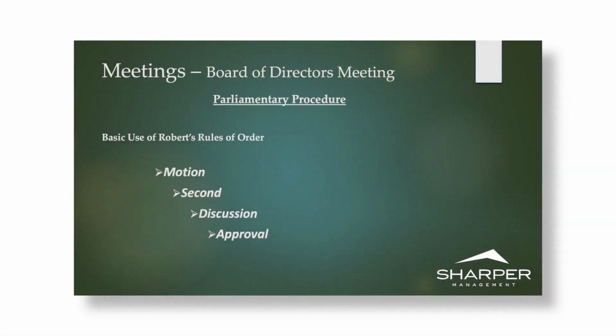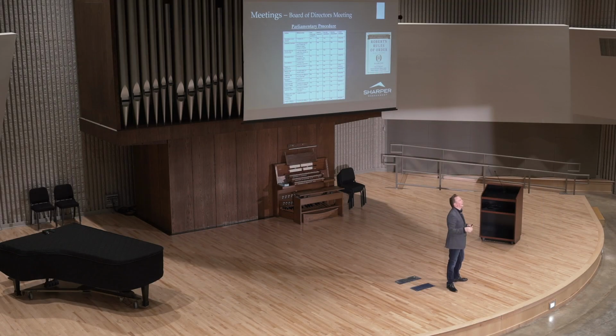Okay, we've discussed this. Is there a motion? So someone makes the motion. I move that we approve the painting contract at $35,000 with this company. I make that motion. Great. Is there a second to the motion? Is there a second amongst the board? Yeah, Sally, I second the motion.